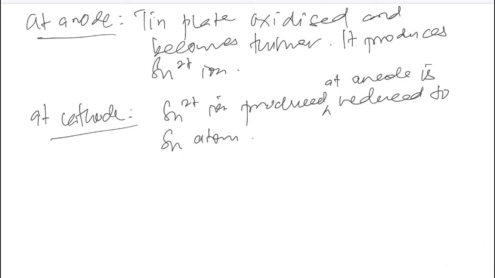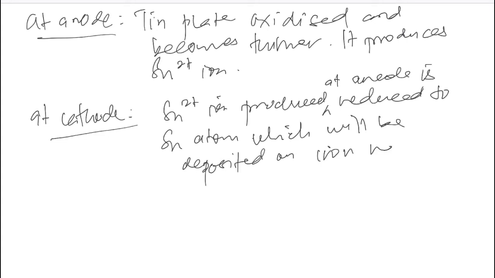Okay, Sn2+ at the cathode: the Sn2+ ion produced at the anode is reduced to an atom, which will be deposited on the iron nail. This is what happened.